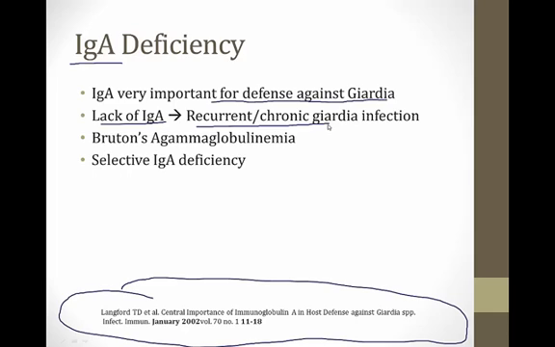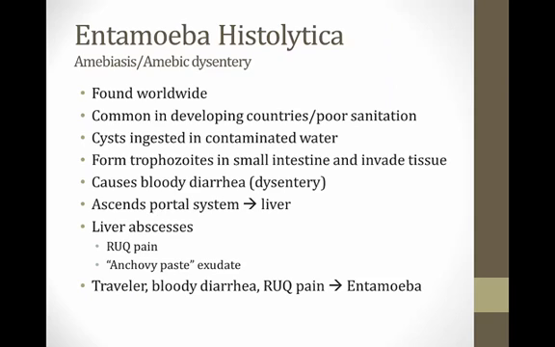A couple of immune deficiency syndromes are associated with IgA deficiency. This includes Bruton's and selective IgA deficiency, and these patients can potentially get a severe Giardia infection. And just remember that Giardia ends in the letter A, and that will remind you that IgA is very important for this protozoa.